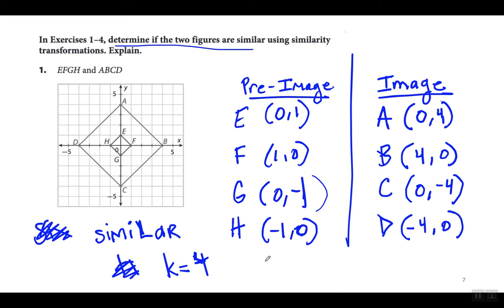If I had to write the rule for this, I would write it like this. This is really frustrating me. I'm sorry. I would write (x, y) becomes (4x, 4y).